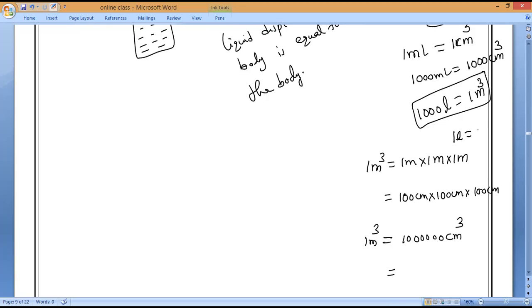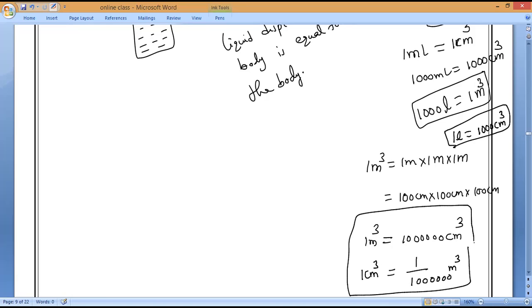1 liter is equal to how many cubic centimeters? All of you. 1000 cubic centimeters. Yes or no? So with that same relation, notice it, 1 cubic centimeter is equal to 1 by 10 lakh cubic meter. This is the relationship between cubic meter and cubic centimeter. Any doubt, everybody? Are you clear? Yes, sir. If you have any doubt, please let me know.